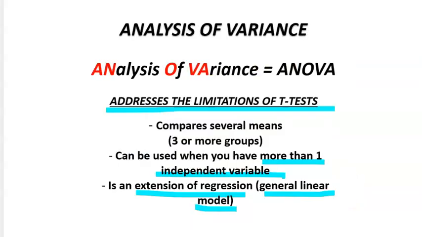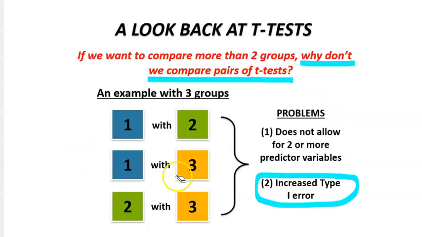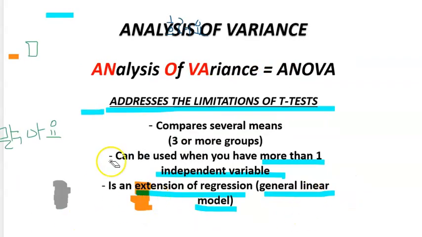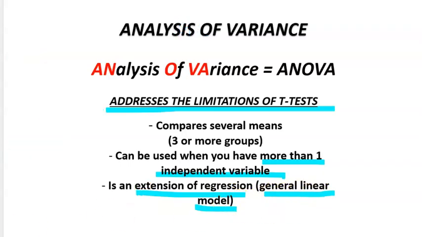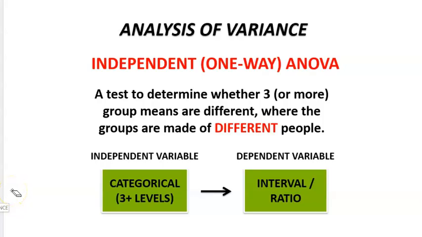So how does it work? Analysis of variance, ANOVA, addresses the limitation of the t-test, because comparing two at a time increases type 1 error. ANOVA can be used when you have one dependent variable and an independent variable with more than two categories, and it is an extension of the regression. So we use the general linear model. I will explain why with a diagram.